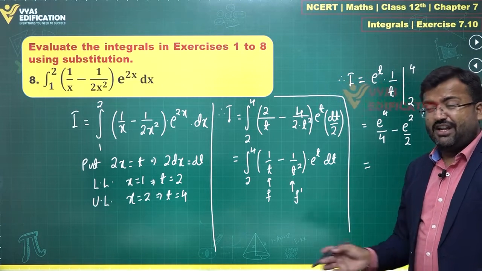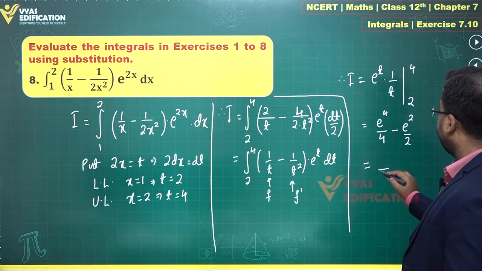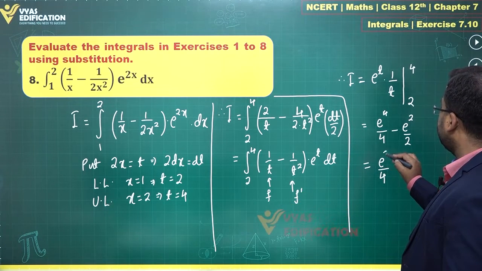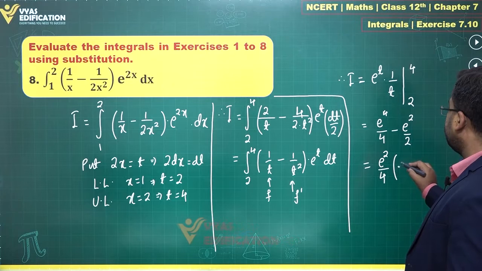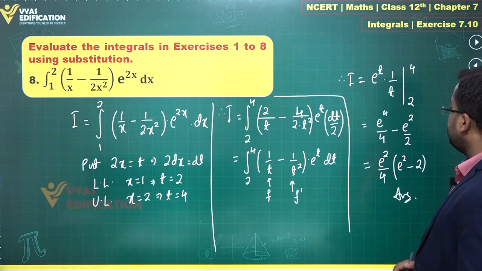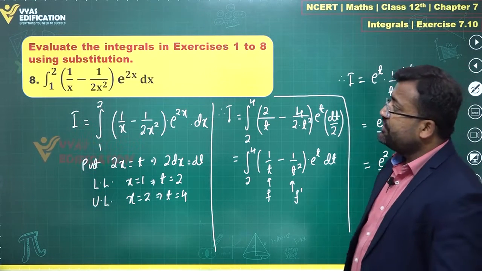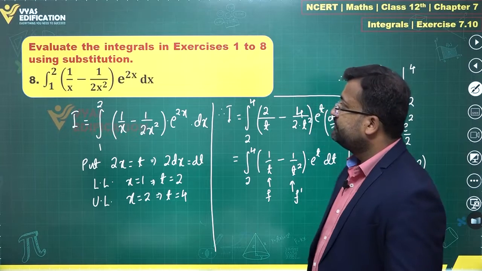Okay. So you can take out something common. In the denominator I want to take out 4 common. In the numerator I have e square common. So what remains is e square minus 2, and that is my required answer for this particular question over here, as you can see. That's the solution for this 8th question.